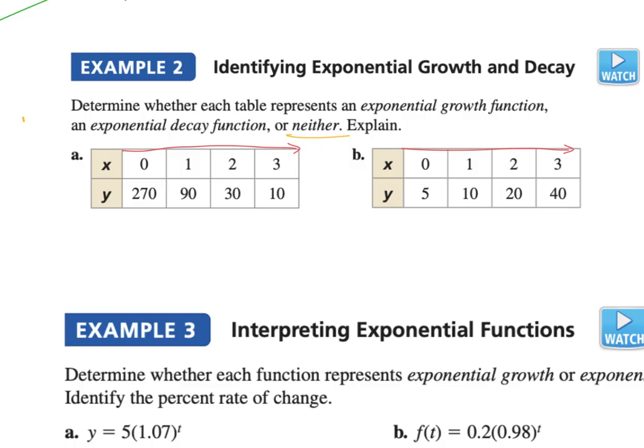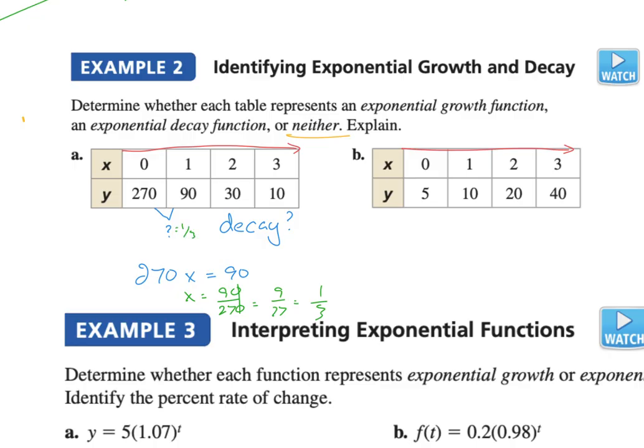I'm going to ask, what did I multiply by to go from 270 to 90? Well, my initial thought is this is decay, and I'm going to put a question mark there. Here's what I'm going to do: 270 times what number gives me 90? Well, I divide both sides by 270. 90 over 270, that's 9 over 27, that's 1 over 3. So I just found out that that is multiplied by 1/3.